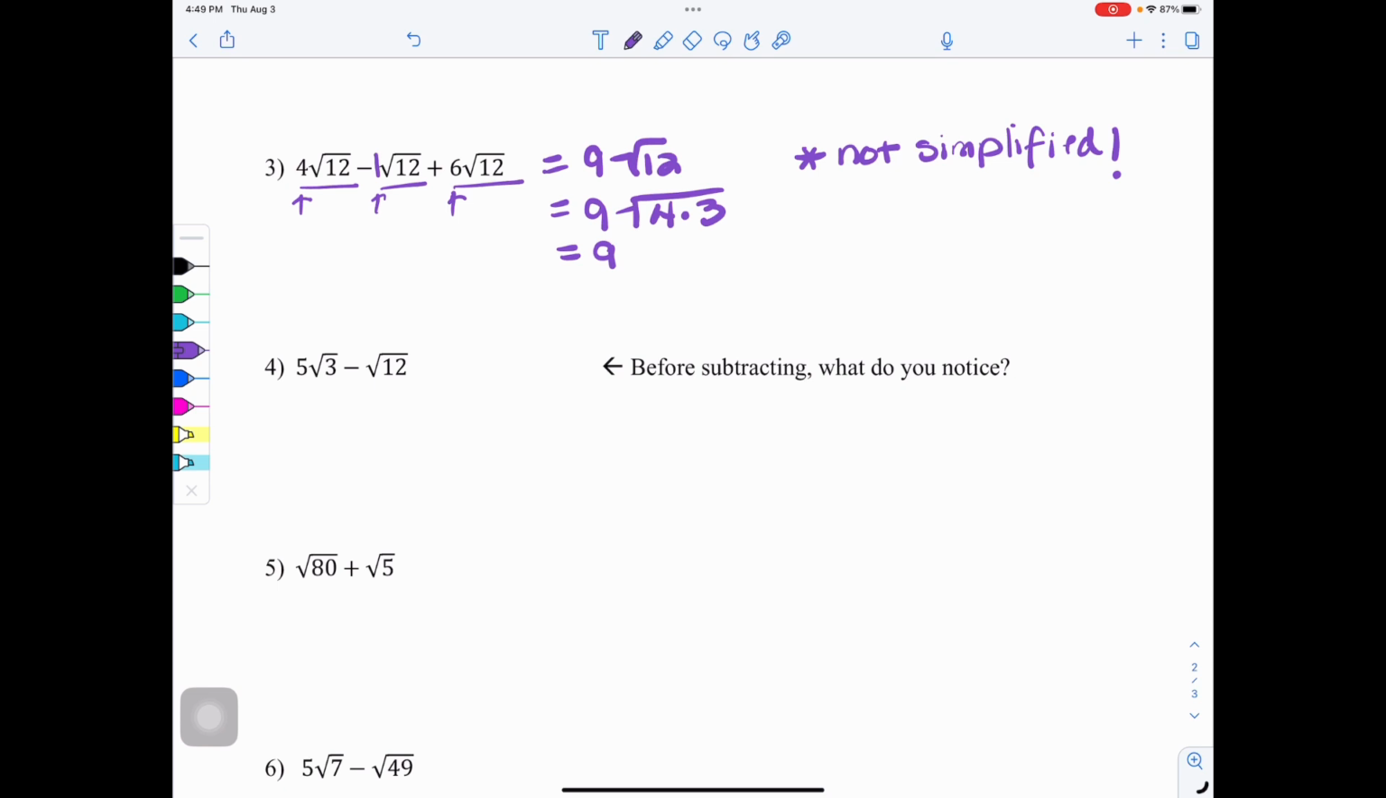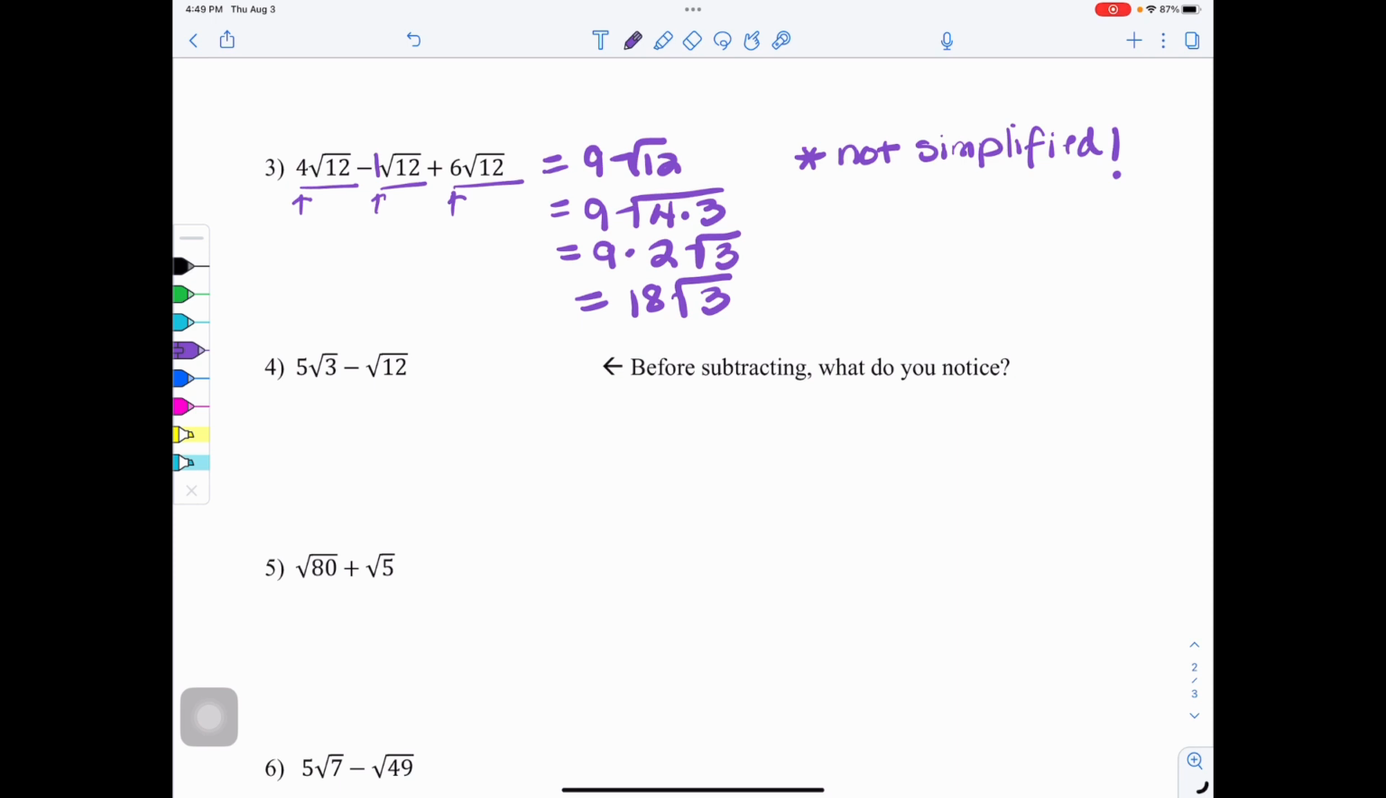Can I take the square root of 4? Is it a perfect square? Yes. So the square root of 4 is 2. That's going to come out. Can I take the square root of 3? Is that a perfect square? No. So it stays underneath. I leave it under there. And then 9 times 2 makes 18. So there's an example where everything was like radicals, but it had to be simplified at the very end.